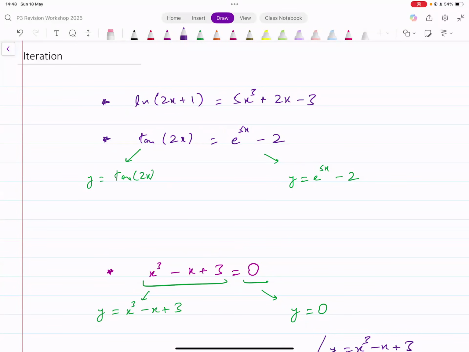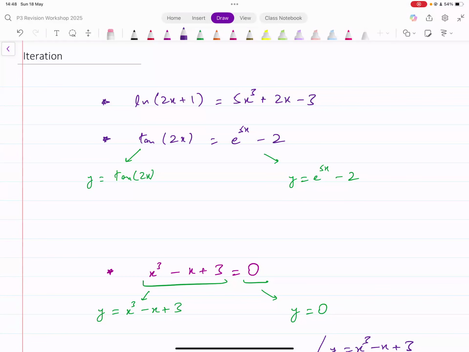Okay, so the next topic is iteration. Now, what is iteration? In your syllabus, you've done a number of different types of equations. You know how to solve different types of equations. For example, quadratic equation, cubic equation, trigonometric equation, when you have sine, cos, tan, cosecant, secant, cot involved, logarithmic equations, e power something, right? Exponential equations. But there's still a lot of equations that you do not know how to solve.